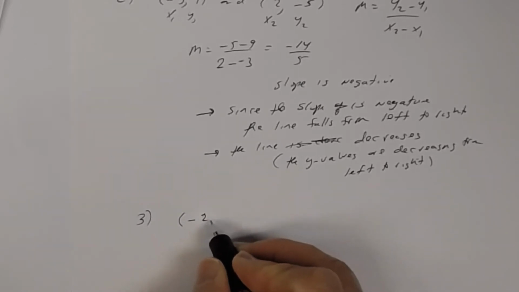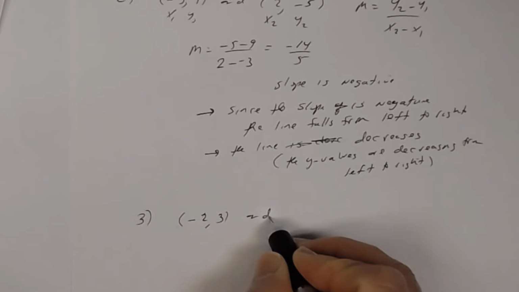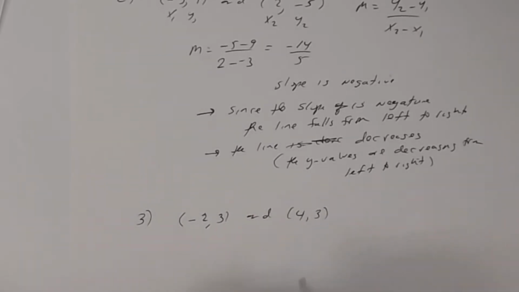Let's say we had -2, 3, and 4, 3. So let's say we had those two points: -2, 3, and 4, 3.